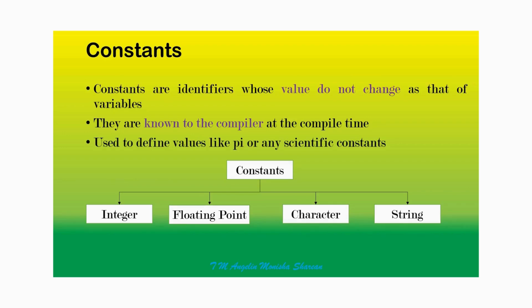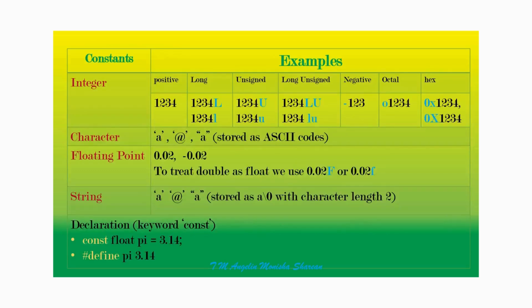Constants. Constants are identifiers whose value does not change as that of a variable, and these values remain constant for the entire program. They are known to the compiler only during the compile time, and they are used to define values such as pi or any scientific constants. And these constants can be categorized into integer constants, floating point constants, character constants, or string constants. We can see the example for the constants.